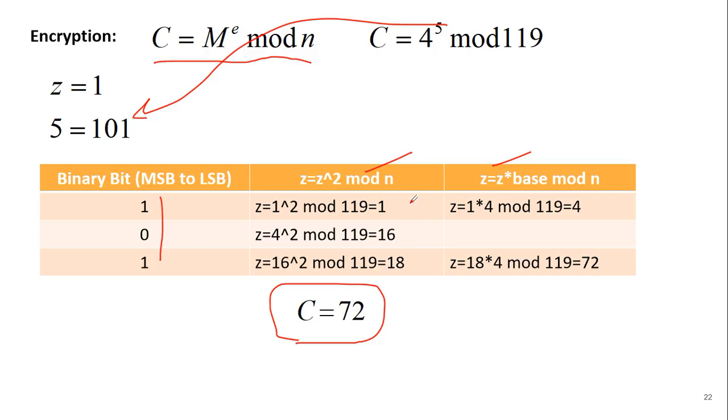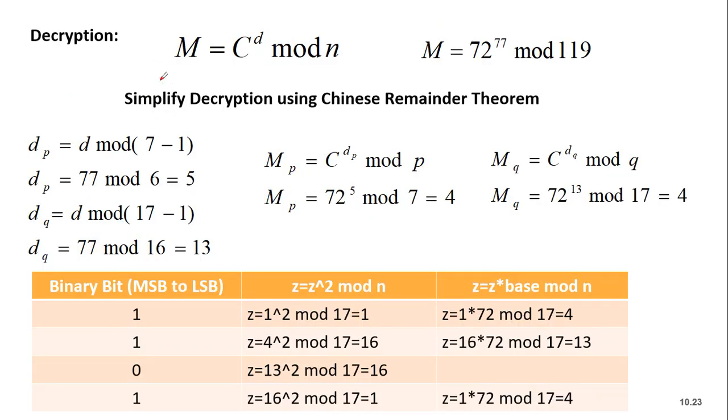Now we require to perform the decryption, and for decryption we use this formula, that is m equal to c raised to d mod n. Now our c is 72, our calculated private key is 77, and mod 119. These numbers are large and it is very difficult to calculate, so a better way is to use the Chinese remainder theorem. With the help of the Chinese remainder theorem we can easily solve the problem. I will explain step by step how to apply it. Generally we apply the Chinese remainder theorem when the exponent and this number are very large.